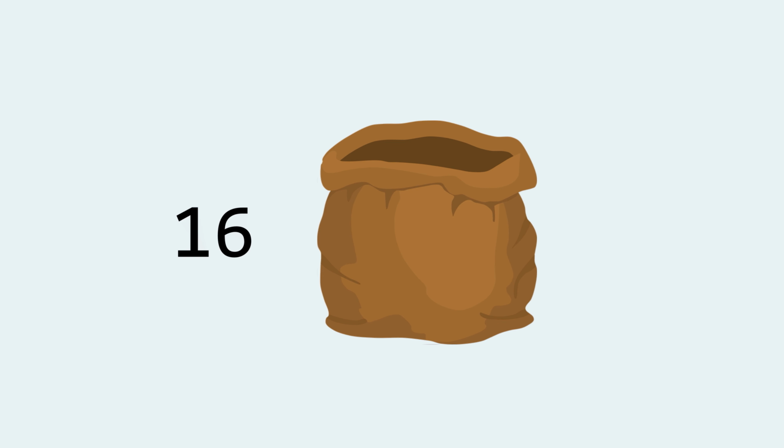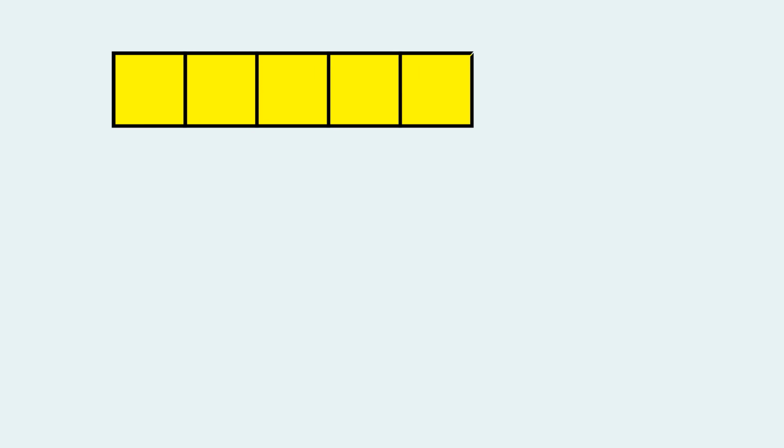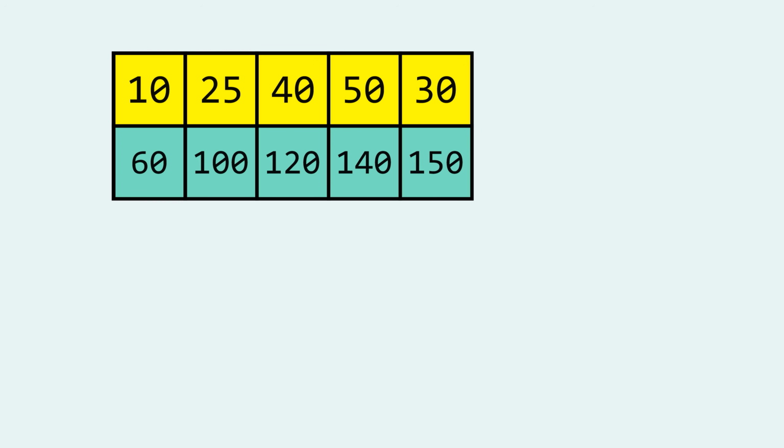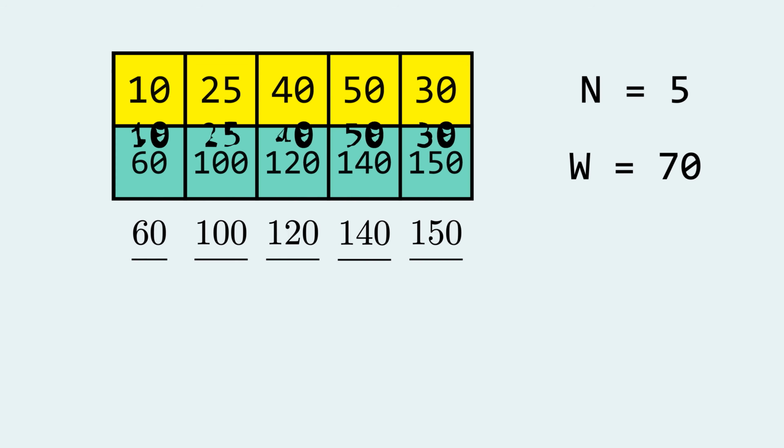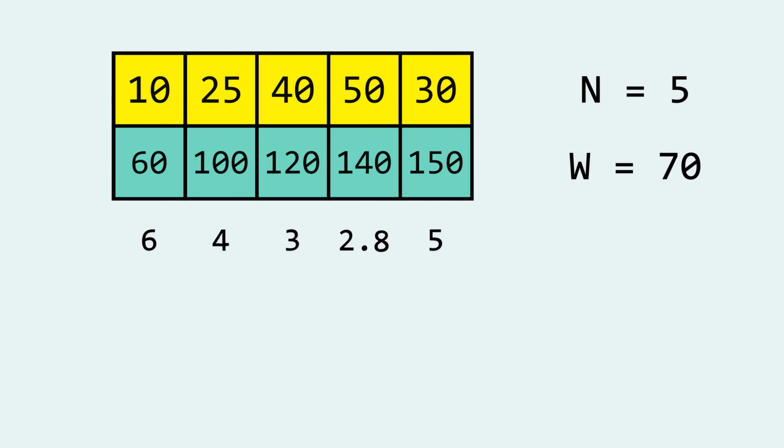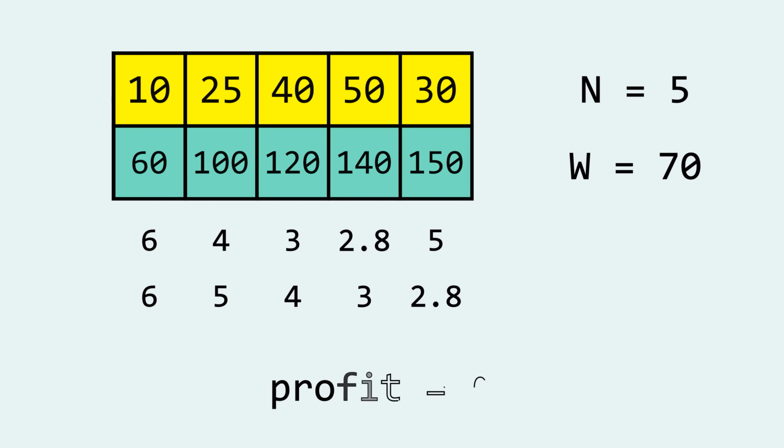Now let's formally solve this problem using an example. Here, the yellow array represents the weights of the items and the green array represents their corresponding profits. We have n equals 5, meaning there are 5 items, and w equals 70, which is the total capacity of the bag in this example. And to solve this problem using the greedy approach, first we calculate the profit to weight ratio for all these 5 items. And then we sort these items in descending order based on their ratio. And then we start picking items from the highest ratio.